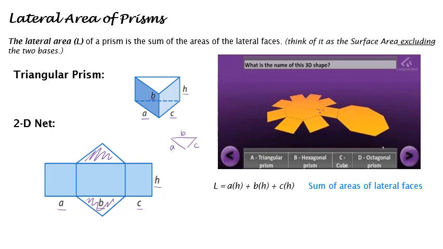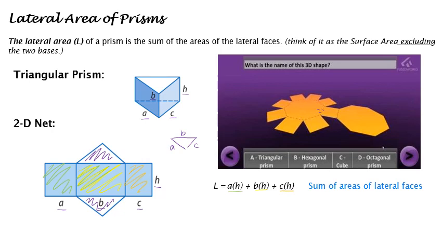Okay, let's jump into the area of our prisms. As you can see here, the lateral area is going to be equal to A times H, that's the area of this first lateral face, plus B times H, which is the area of the next lateral face, and then C times H, which would be the area of the final lateral face. So it's the sum of the areas of our lateral faces.